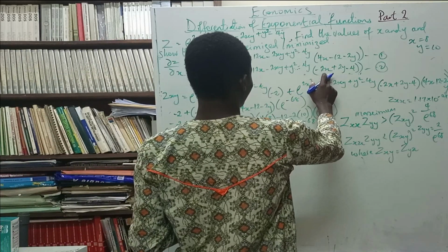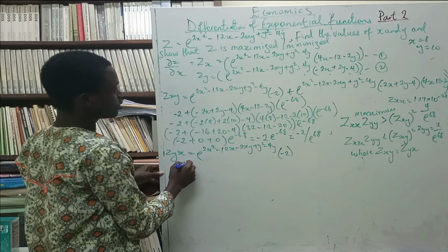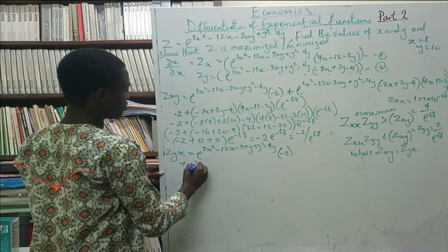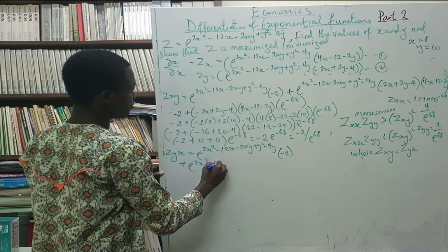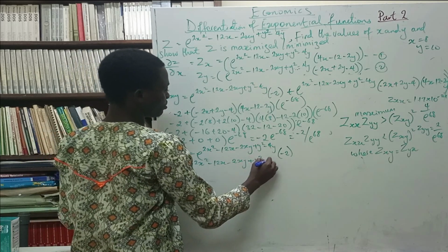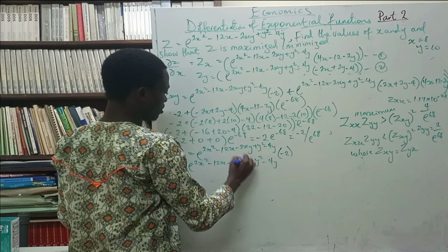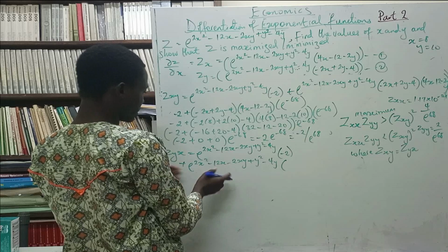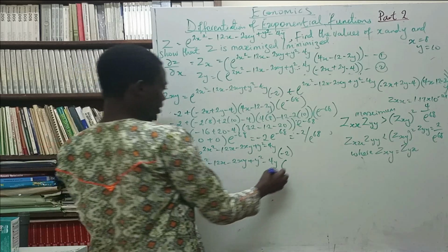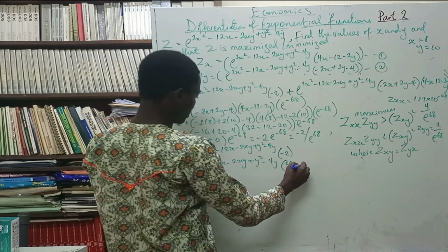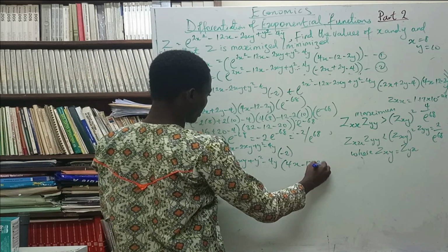So we leave this and then we differentiate this. Differentiating this gives us the same thing back, e raised by 2x squared minus 12x minus 2xy plus y squared minus 4y. Then into bracket, when we differentiate this with respect to x, we'll be having 4x, because it's 2x squared, minus 12 minus 2y.